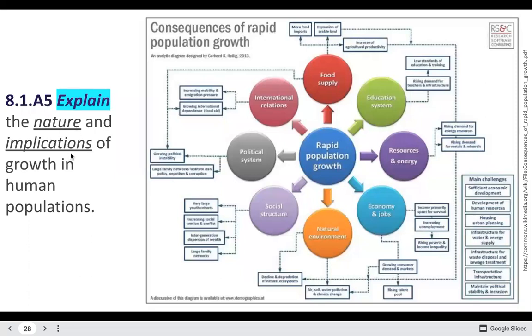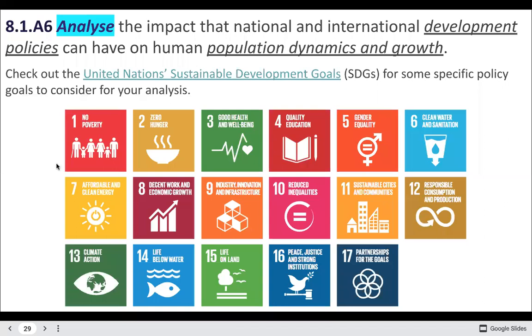You should be able to explain the nature and implications of growth in human populations. More people, more resources. We need to give them food. We need to have a political system. You should analyze the impact that national and international development policies can have on human population dynamics and growth.